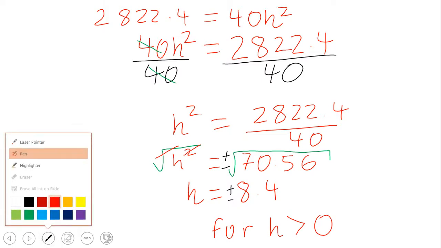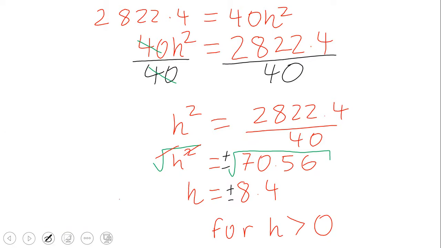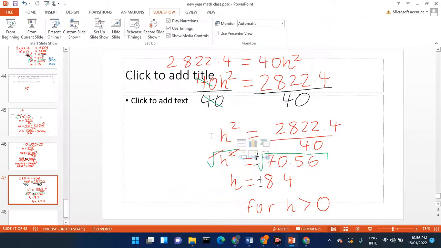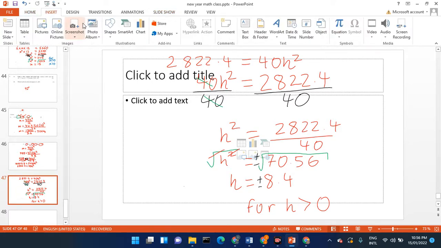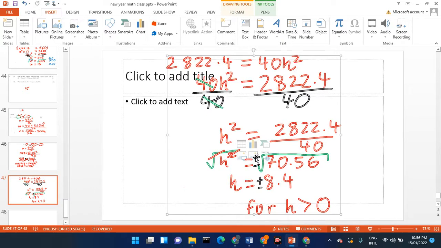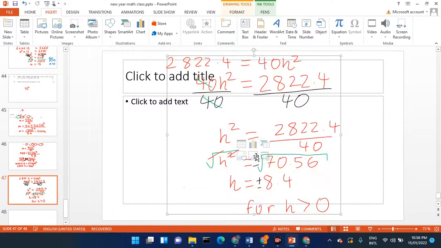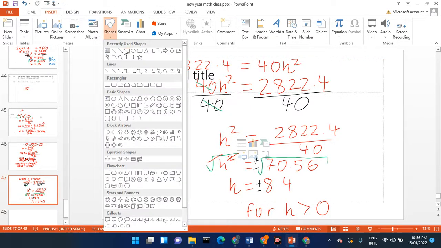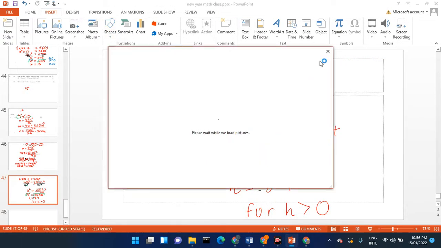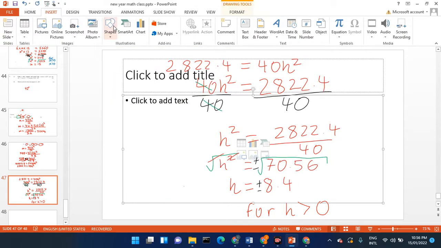We know immediately that we are dealing with only a positive value, so we don't have to worry about the negative component. So I'm just going to move this plus or minus. Let me see if I can erase that in isolation. I have to erase the whole thing. Okay, so let's move the plus or minus sign.